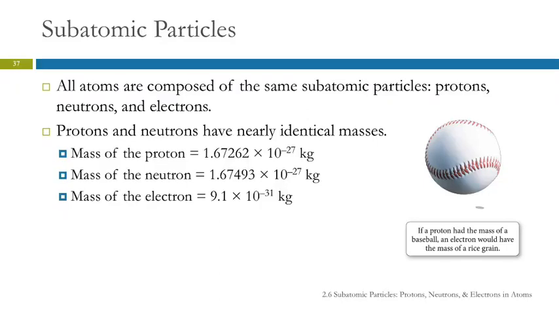So we'll get into some more details about those subatomic particles. Sub is a prefix meaning below. So these are particles that are smaller than an atom in size. All atoms have the same subatomic particles in them, just varying numbers of those particles. So those particles are protons, neutrons, and electrons.